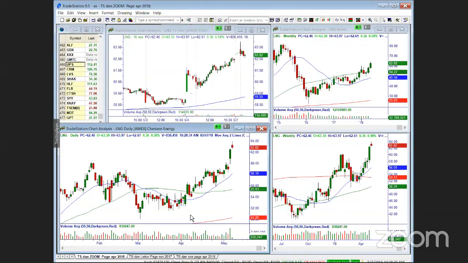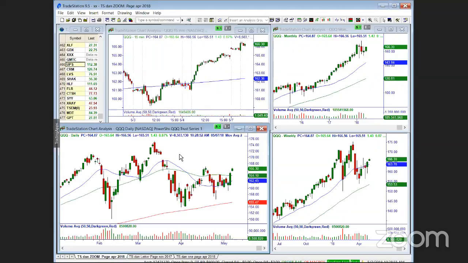This LNG I was watching on a pullback, another energy. Pro gap breakout, range expansion on Friday. But nothing to do now. Qs are holding better than the others. Why? Because they're just chugging at the highs. We're resting.